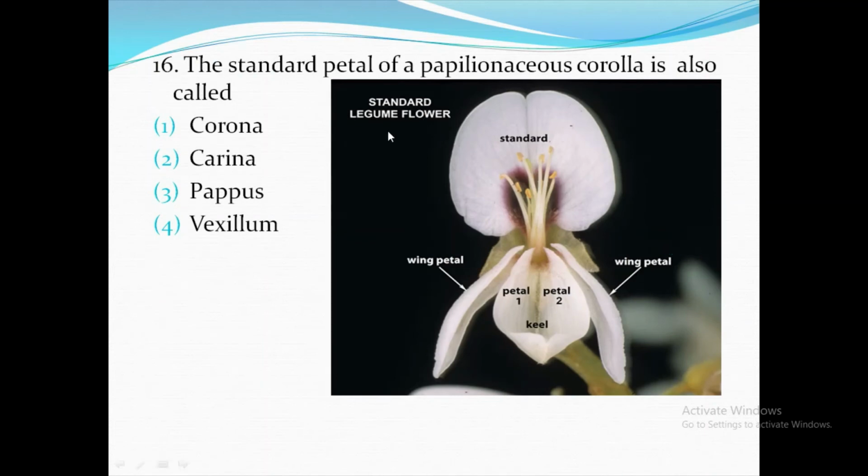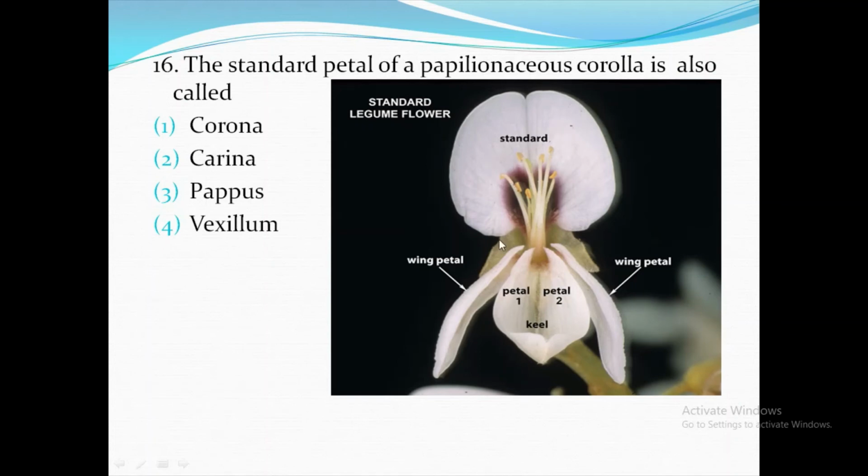The standard petal of a papilionaceous corolla. Papilionaceous corolla means showing vexillary aestivation. It is also called vexillum. The answer is vexillum. In case of papilionaceous corolla showing vexillary aestivation, there is a large petal called standard or vexillum.